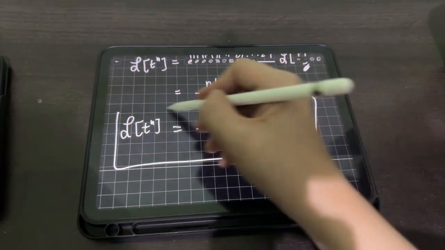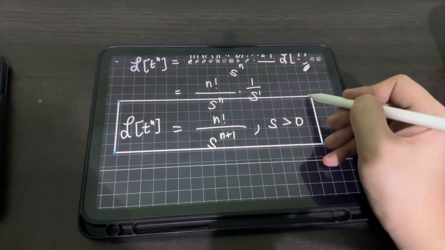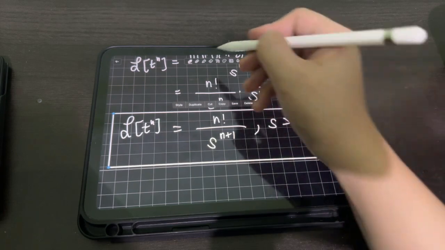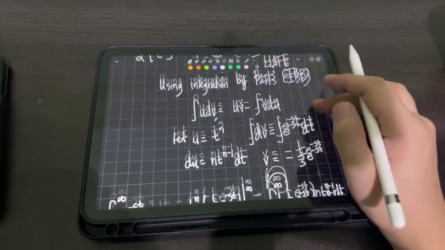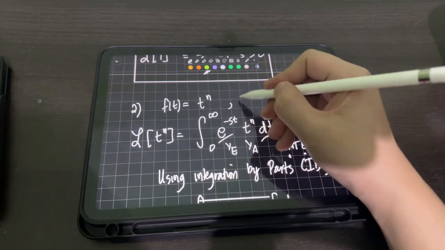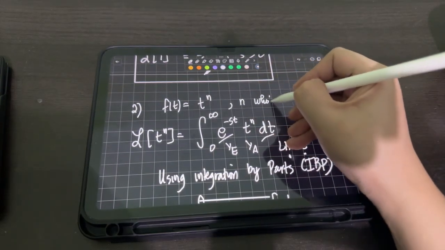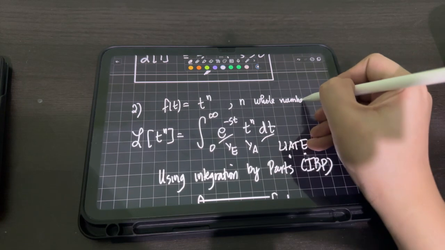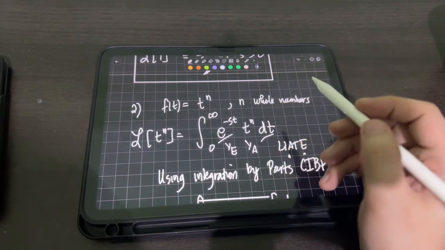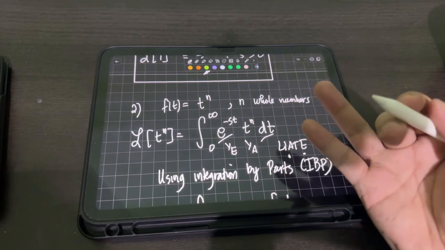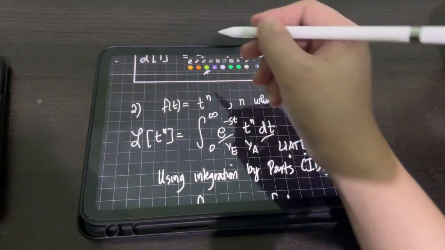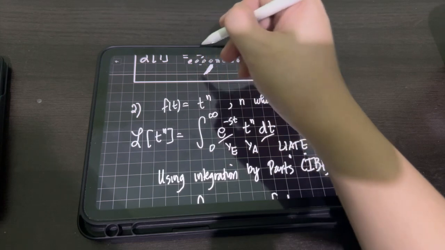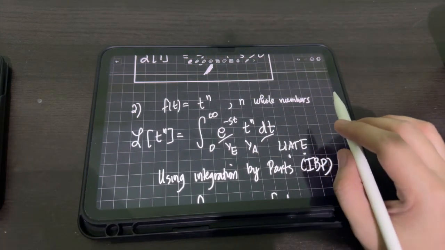By the way, I forgot to mention that n here should only be whole numbers. Meaning n can take values of 0, 1, 2, 3, and so on. It can't have negative values or negative integers. Only positive numbers and 0.